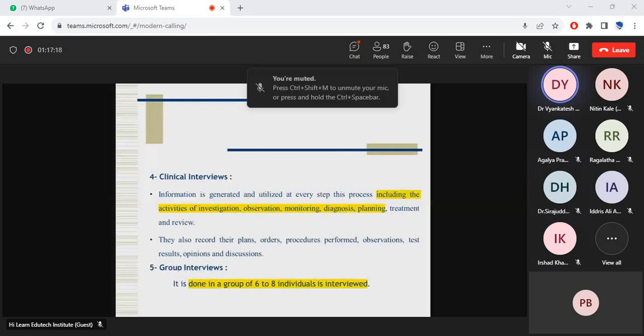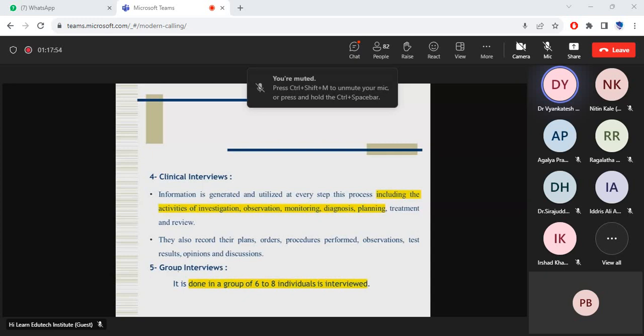In the clinical interview, the information is generated inside and utilized at every stage, including investigation, observation, monitoring, diagnosis and planning, as well as treatment and review. So in the case of doctors, follow the same path. Also record the plans, orders, procedures and informal observations, test results and opinions, and discussion. If you don't find anything in the group interview concern, modify it.